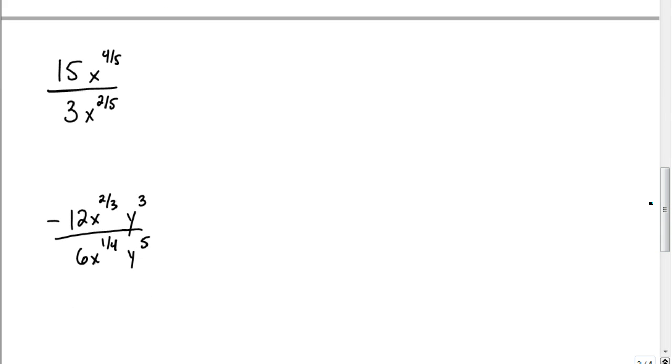Let's look at a couple of examples here. Now, dividing, we still divide the 15 divided by 3 normally, so 15 divided by 3 is just 5. But now with my variables, I'm going to subtract the exponents. So I would have 4/5 minus 2/5. Just like adding fractions, when we subtract fractions, we need to make sure that the denominators are the same. And they both are. They both have a common denominator of 5, so I can subtract these. The numerators, 4 minus 2, would be 2. So our answer here would be 5x to the 2/5 power.